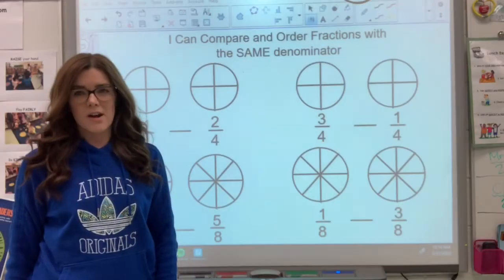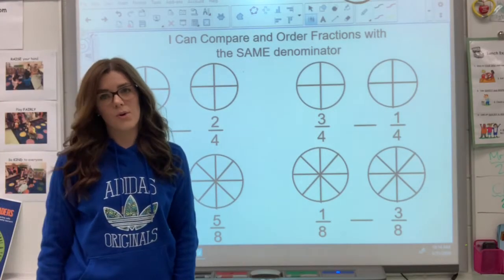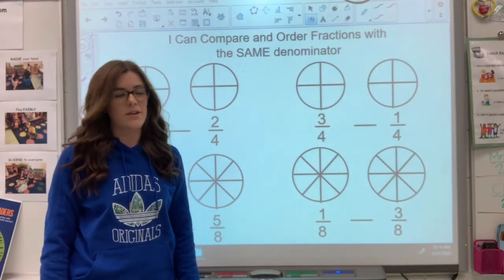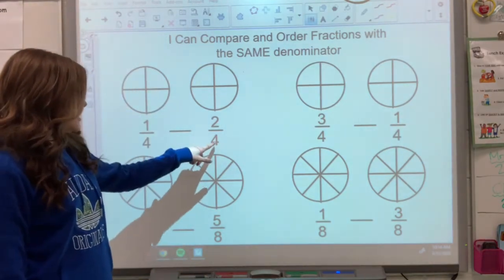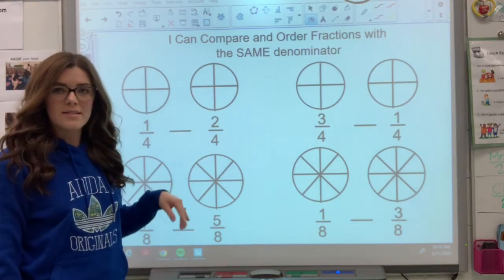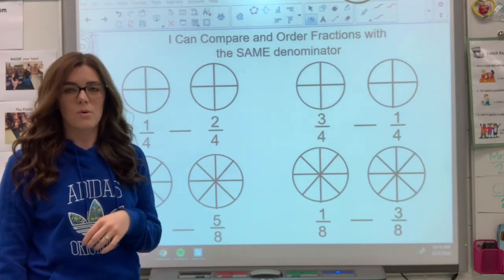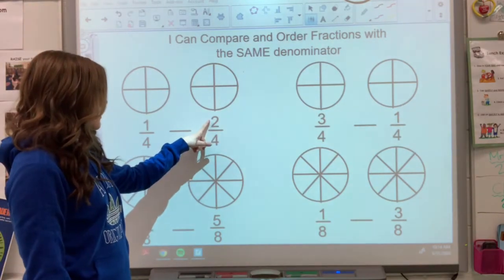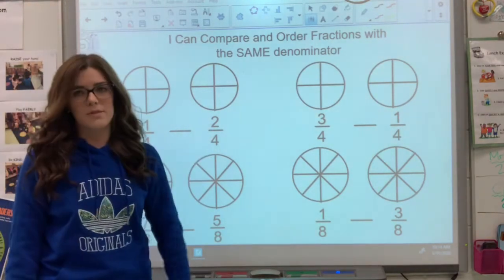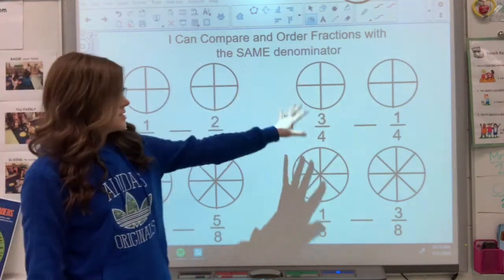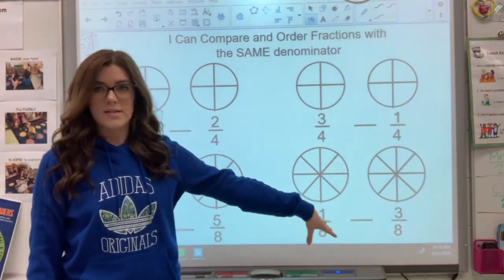Hey guys, this week's fraction lesson is going to be on comparing and ordering fractions with the same denominator. Now remember, the denominator is the bottom number of a fraction, and that's telling us how many pieces are part of the whole. The numerator is the top number, the number that we're counting, okay? So I have four different sets of fractions here that we're going to be comparing.